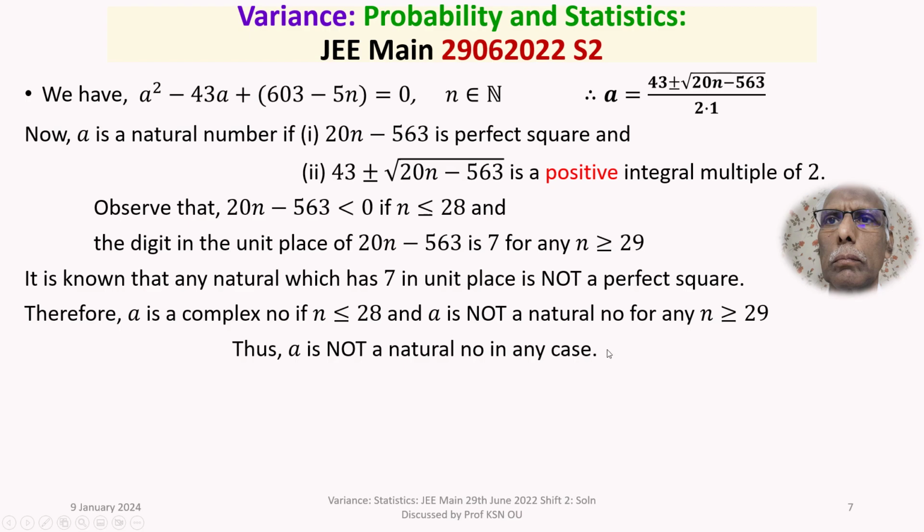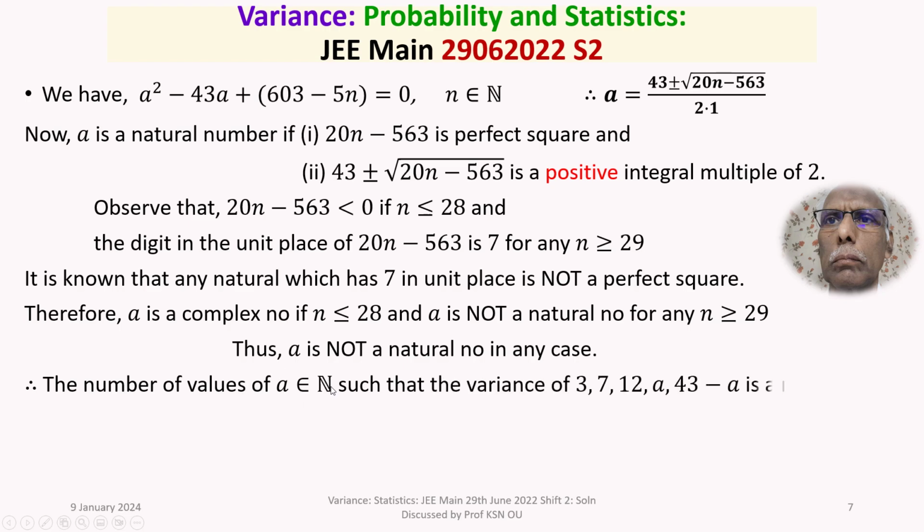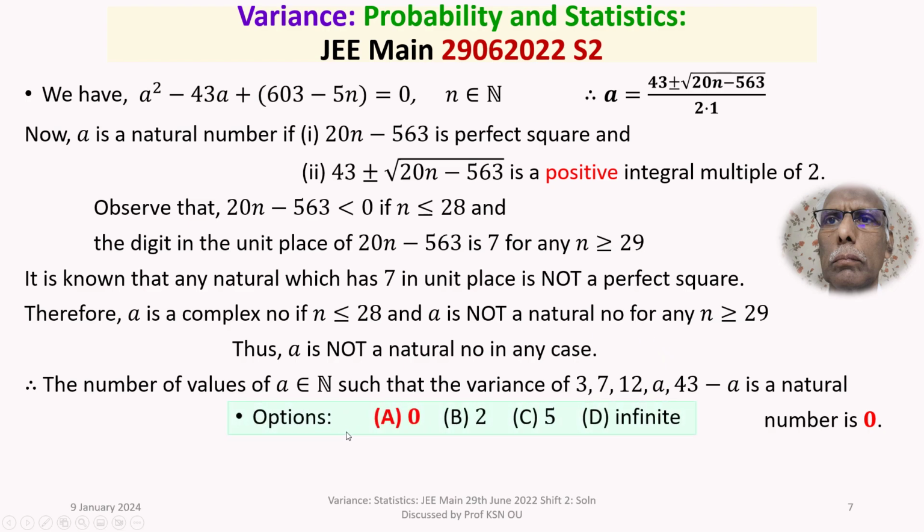So, let's now answer our question. The number of values of A belonging to the set of natural numbers such that the variance of this data is a natural number is 0, because A is not at all a natural number. Now let's look at our options. Our answer 0 appears against option A. Therefore, the answer to this question is option A.